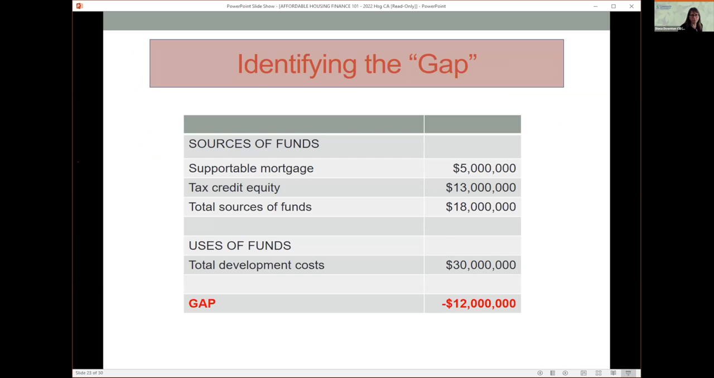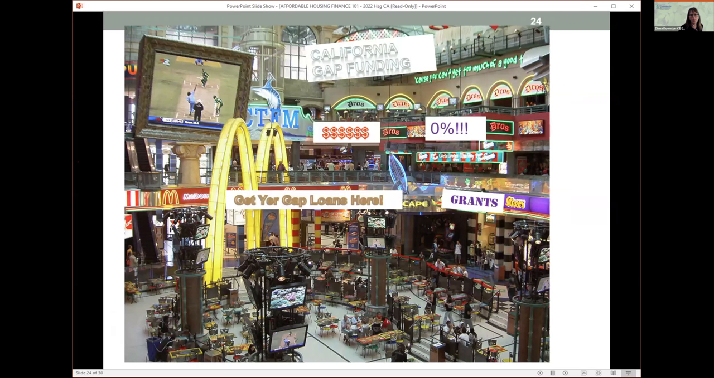So let's say, for example, you think you can support a $5 million mortgage. You are going to estimate you can get $13 million in tax credit equity. That's $18 million in sources. But your property is going to cost $30 million. So you still have $12 million that you need to find. So you go shopping for money.